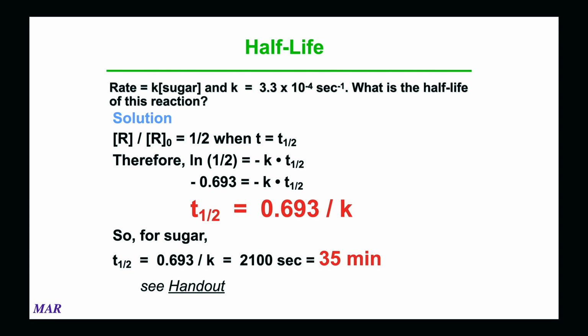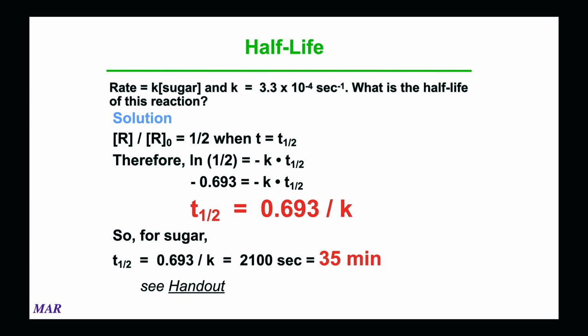Now for this problem, we're trying to find the half-life. So 0.693 divided by the rate constant K is going to give us the half-life. Now initially, the rate constant K is in inverse seconds, so our half-life is going to come out in seconds. So when you take 0.693 and divide it by 3.3 times 10 to the minus 4, you're going to get 2100 seconds to 2 sig figs. And if you convert seconds into minutes by dividing by 60 seconds per minute, you're going to get 35 minutes. So 35 minutes is the half-life for this reaction of sugar decomposing.